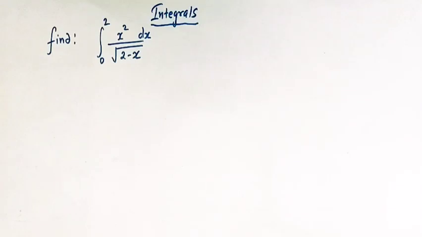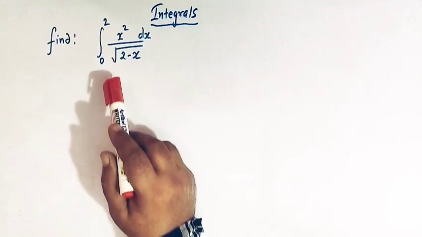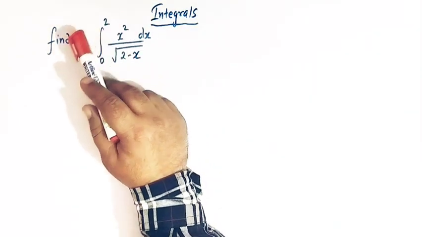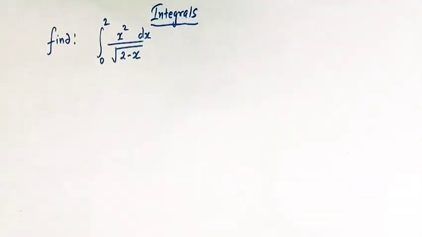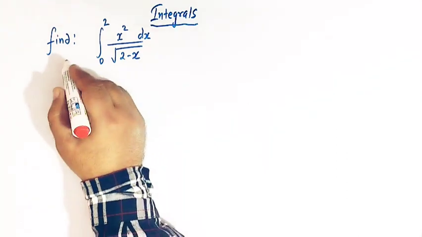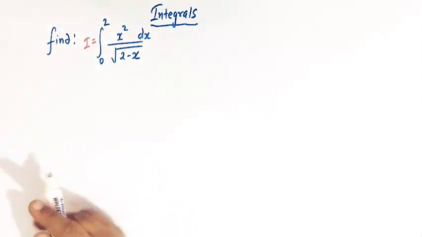Hello viewers, in today's class we are going to discuss yet another important and conceptual problem from integrals, right? And in this class we are going to discuss this integral. Here we have to evaluate this integral from 0 to 2, and our integrand is x square over square root of 2 minus x, right? So here again, we'll make use of the concept of beta gamma function.